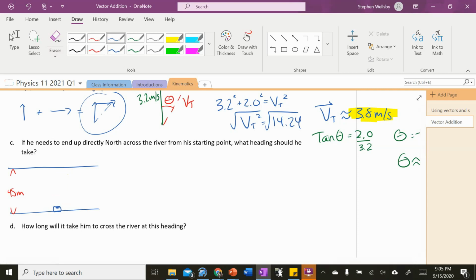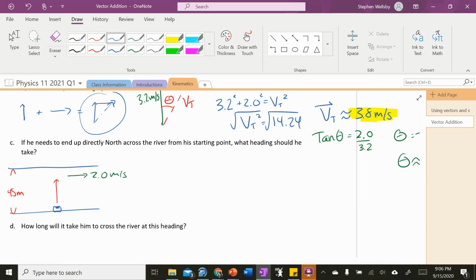So let's think about what those vectors are going to be. If the river is moving this direction here at 2.0 meters per second, and I know that I'm going to have an overall velocity direction of being directly across, so my VT is going to be in this direction here, what direction would my canoe be having to travel in order to end up going straight across? So what I'd like you to do is try drawing your vector triangle.